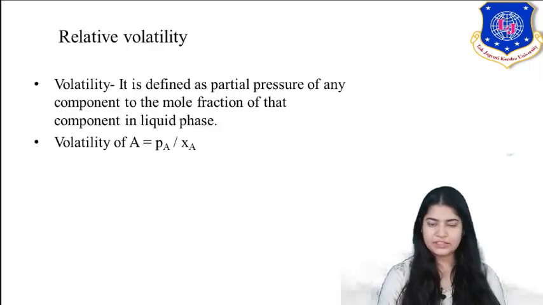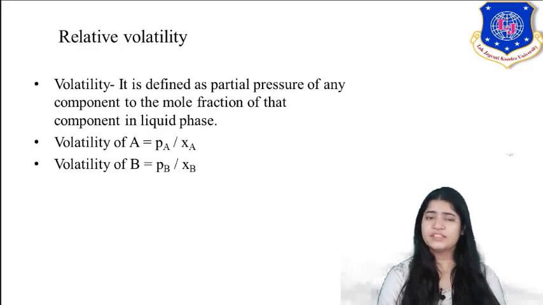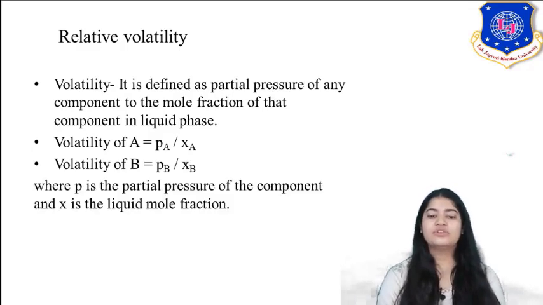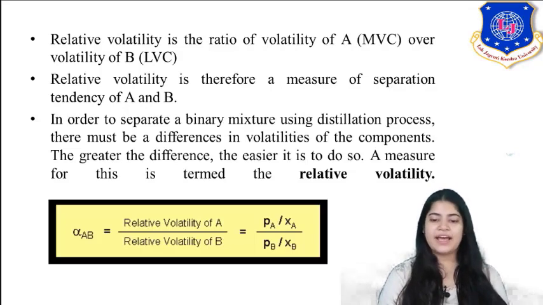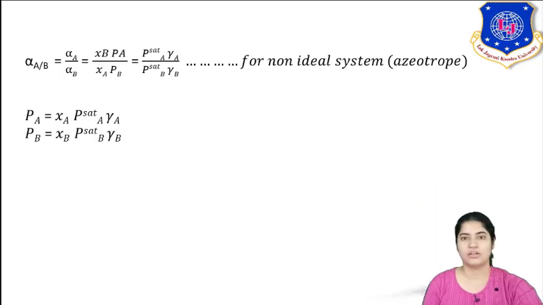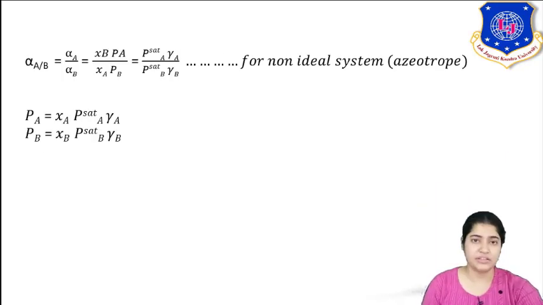Volatility of A is my partial pressure of A upon mole fraction of A. Okay, so this is the definition of your volatility. Similarly for B, I can say partial pressure of B upon XB. So I can say my relative volatility is the ratio of PA upon XA to PB upon XB. Okay. From the equation you can see the relative volatility for my non-ideal system is now what? Gamma A PA sat upon gamma B PB sat.